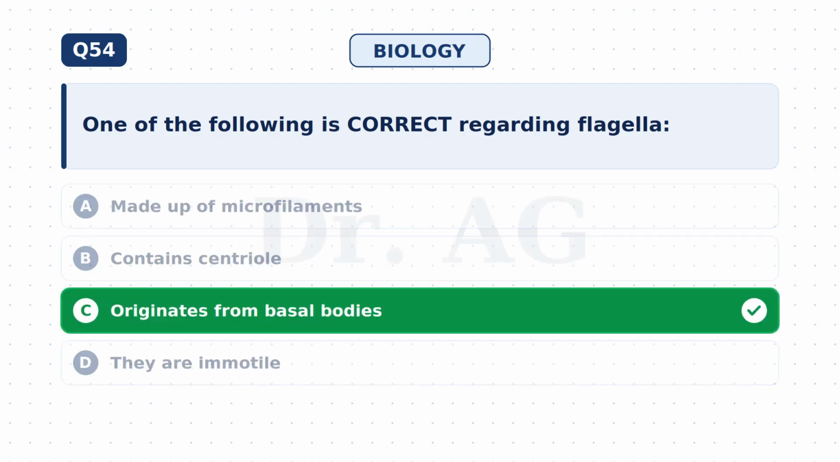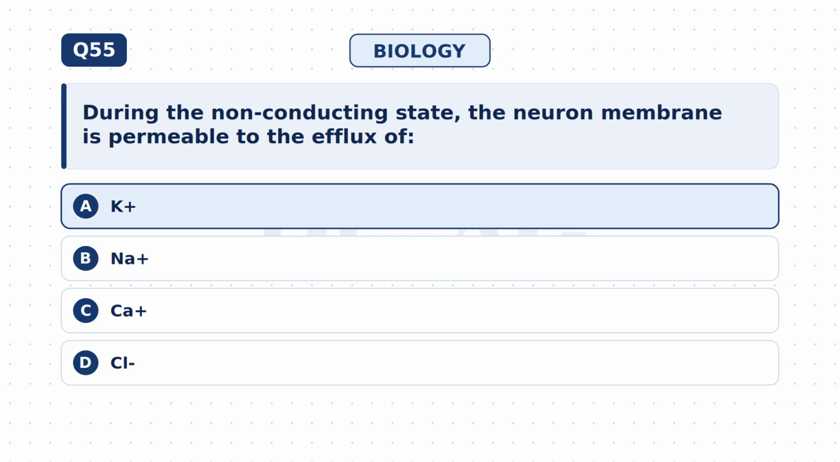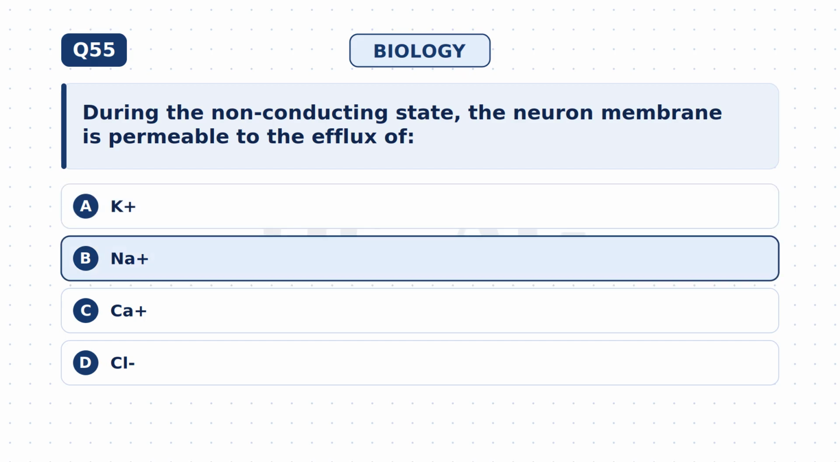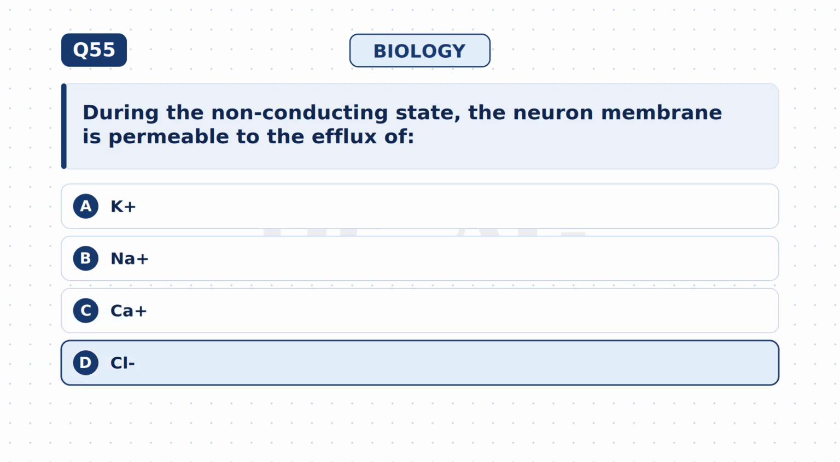The correct answer is C, originates from basal bodies. Question 55. During the non-conducting state, the neuron membrane is permeable to the efflux of Option A, K+. Option B, Na+. Option C, Ca+. Option D, Cl.